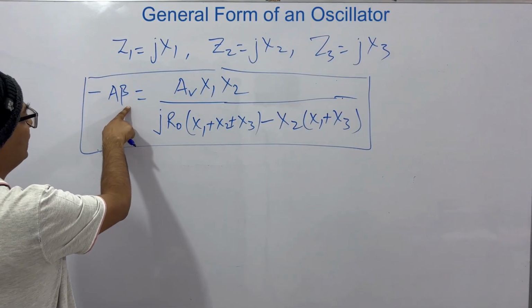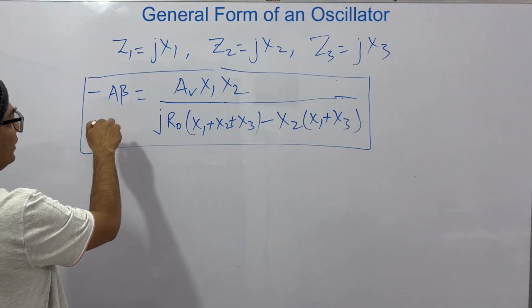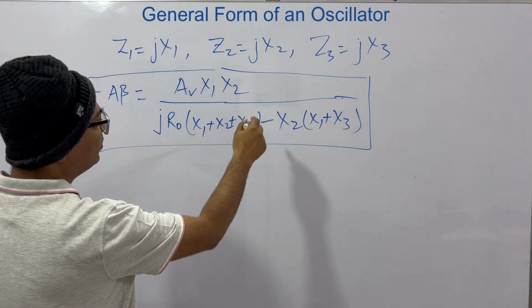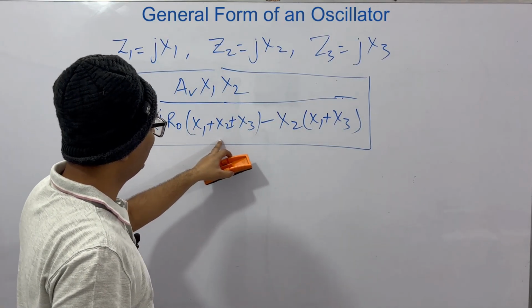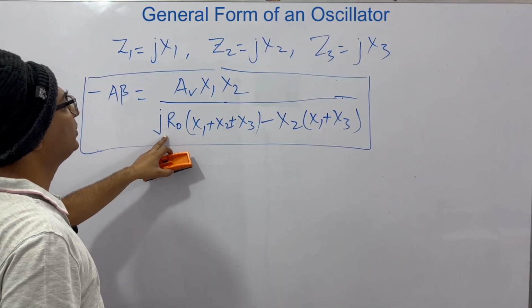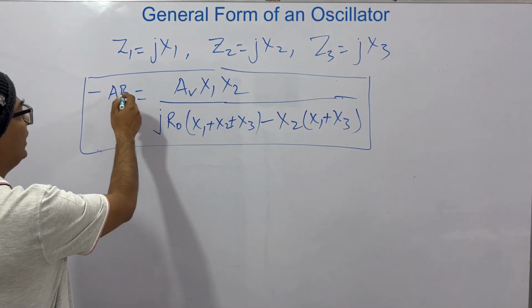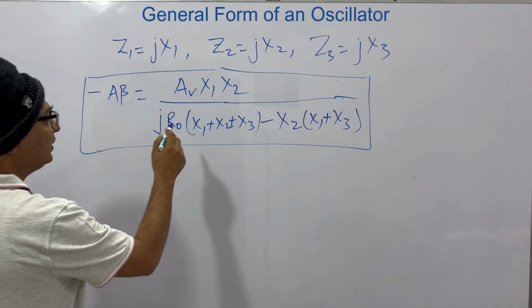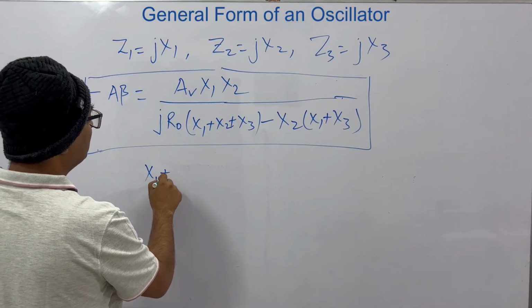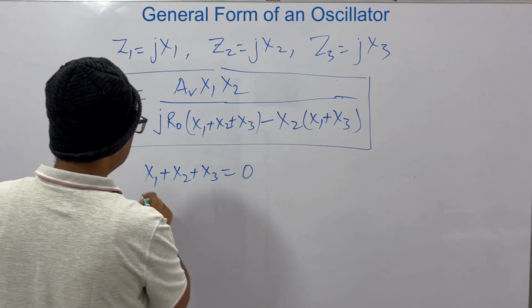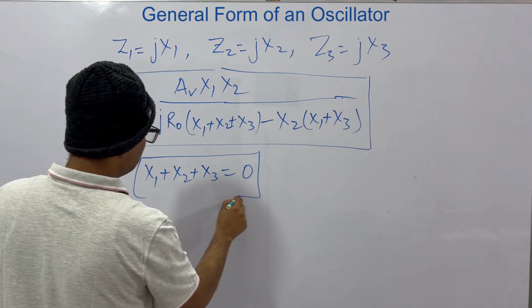We want this to be equal to 1, and this is only possible when this is a real number. This factor cannot be present, because if you have a J factor, this will be a complex number and your A minus A beta cannot be 1. Therefore, from here we get X1 plus X2 plus X3 should be equal to 0. This is the first condition.